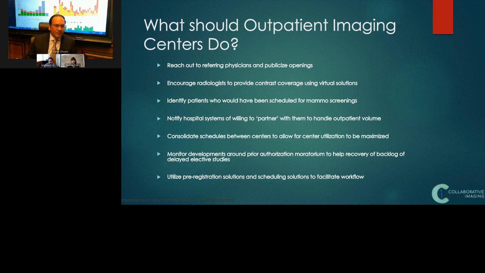Monitor developments around prior authorization moratorium. So prior authorization is a very cumbersome process. It's very inefficient. We're talking with the ACR to try and get those requirements relaxed.